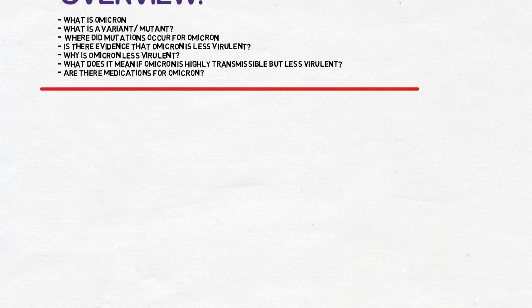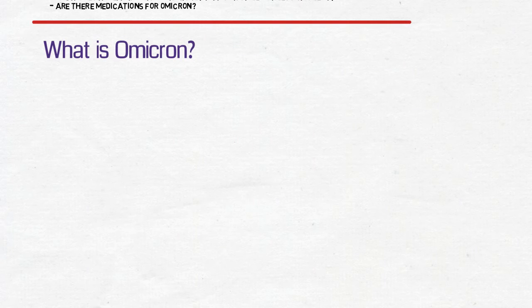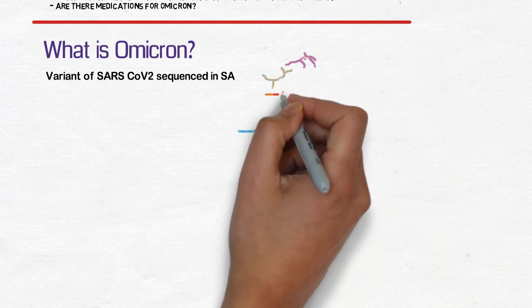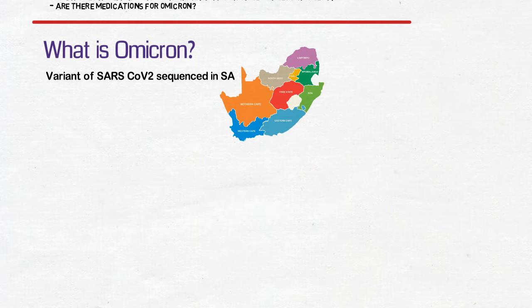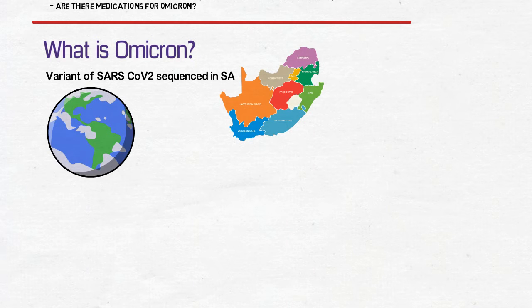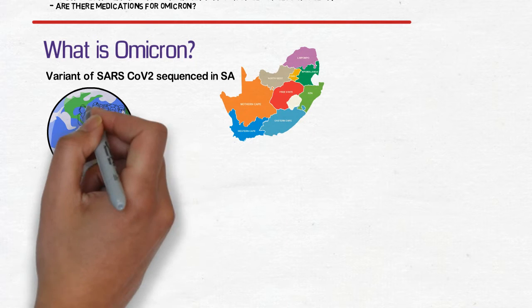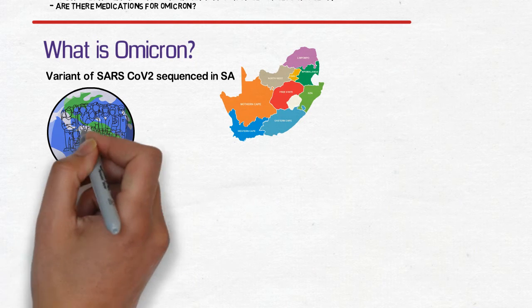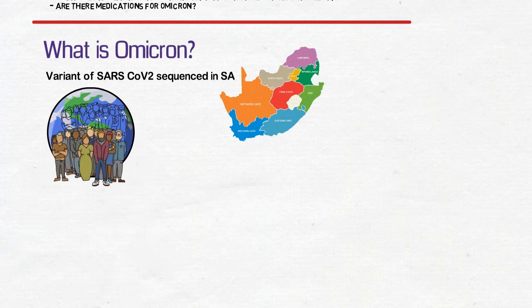What is Omicron? Omicron is a variant of SARS-CoV-2 sequenced in South Africa. It was identified on the 24th of November 2021. It is expected that everyone on this planet may contract the Omicron variant in the next few months, if not weeks, because it is highly transmissible.